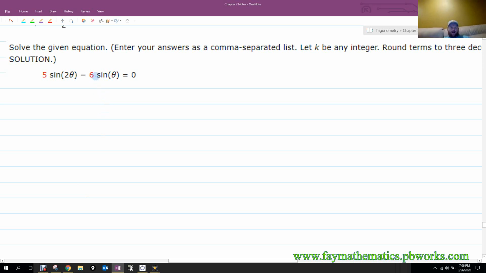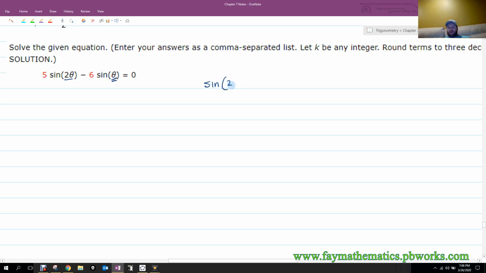Here's a question similar to what's in your homework, where you look at this and say, okay, this is going to be a multiple angle equation. However, in multiple angle equations, the arguments all have to be the same. So every time I see a 2 theta, it's got to be 2 theta and 2 theta. In this case, I don't have that. So when that happens, you have to somehow get them to be the same.